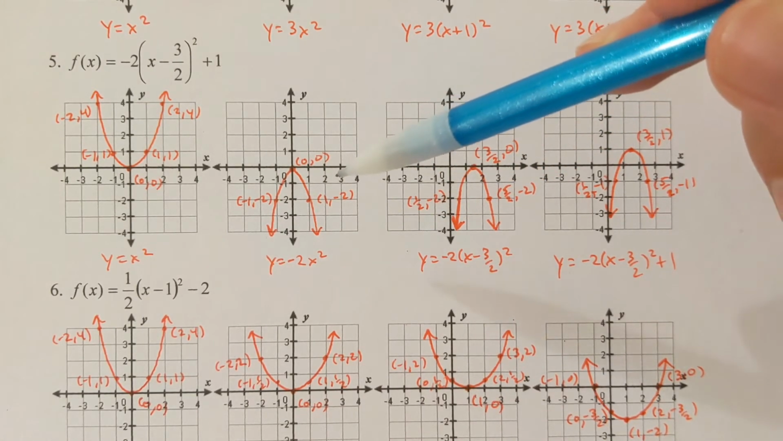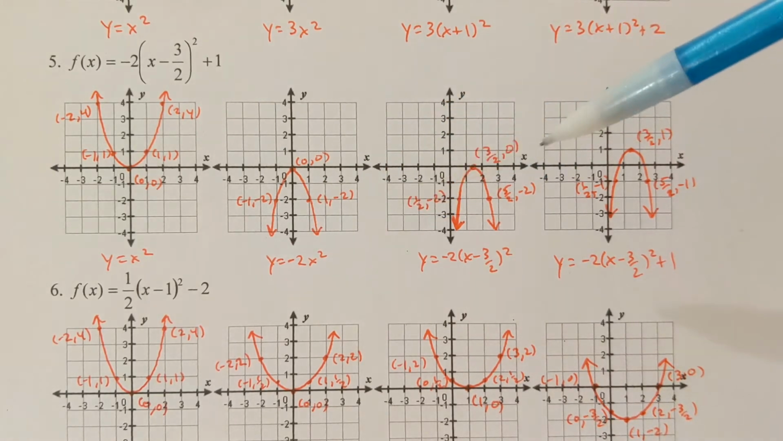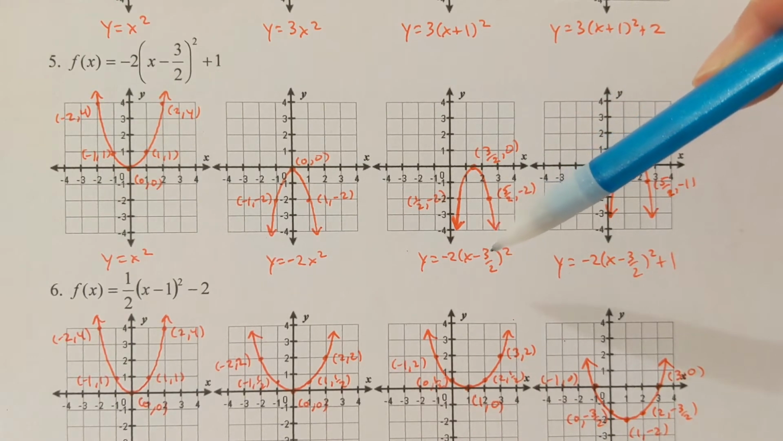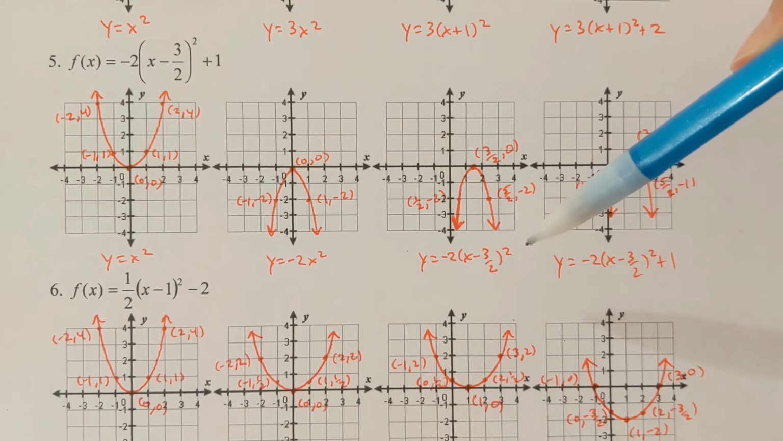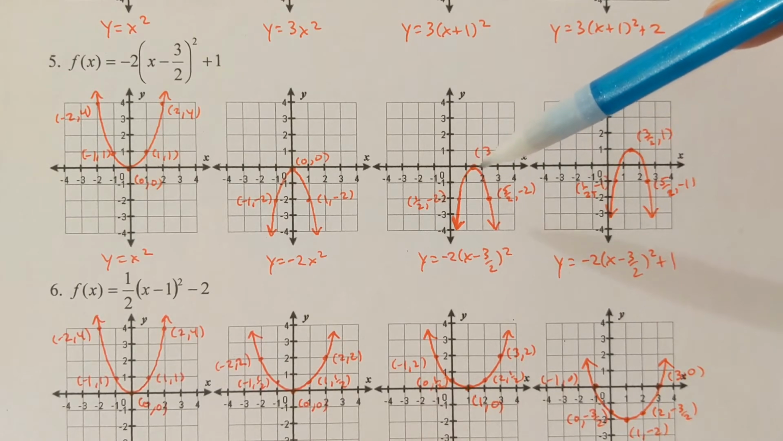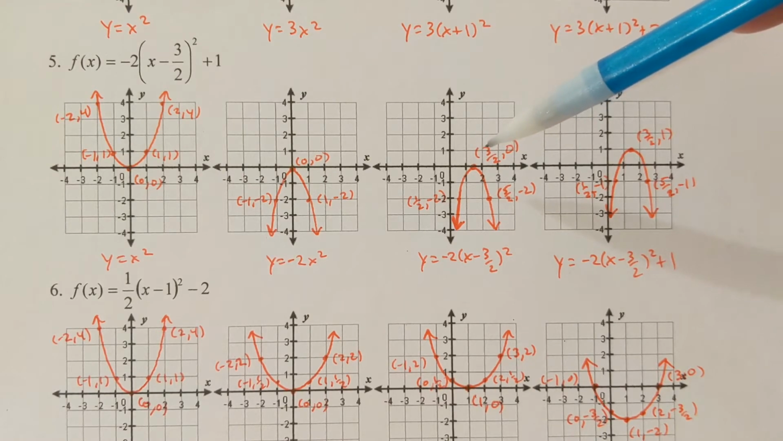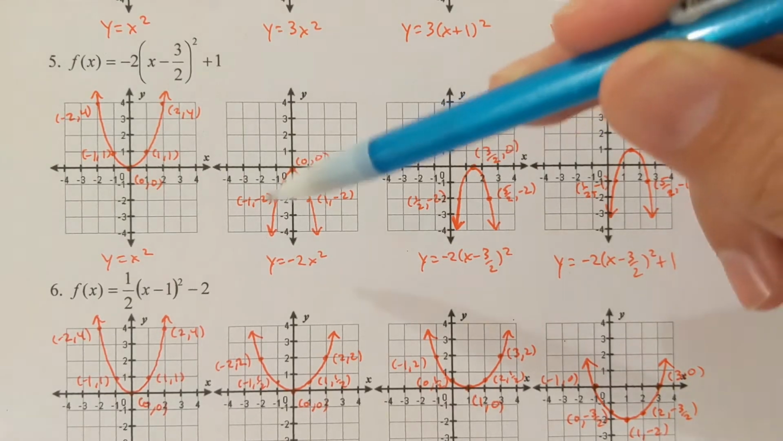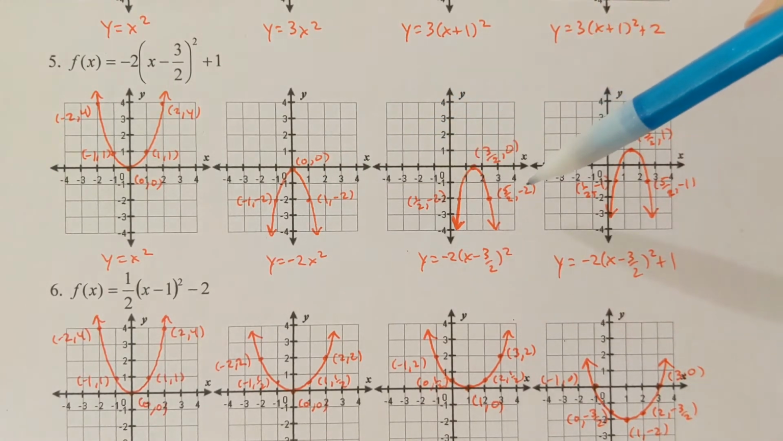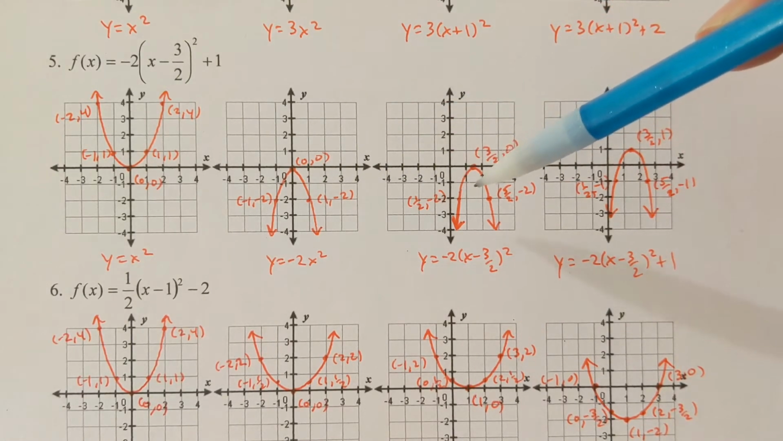(2, 4) puts me at (2, negative 8), and (negative 2, 4) puts me at (negative 2, negative 8). Both of those are off the scale that I've got going on there. Y equals negative 2 times (x minus 3 halves) squared means I go to the right 3 halves with all these points. So (3 halves, 0) is on the graph. (1, negative 2) puts me at (5 halves, negative 2), and (negative 1, negative 2) puts me at (1 half, negative 2).